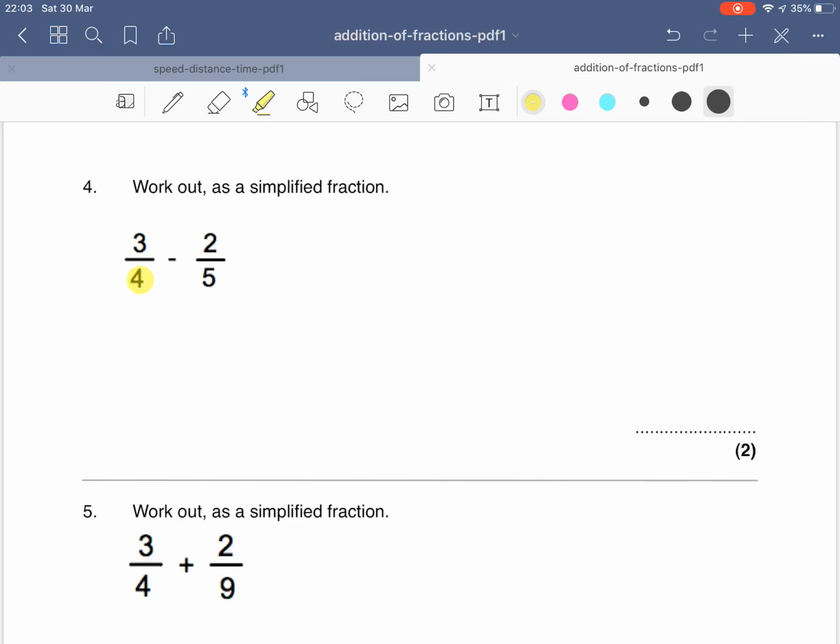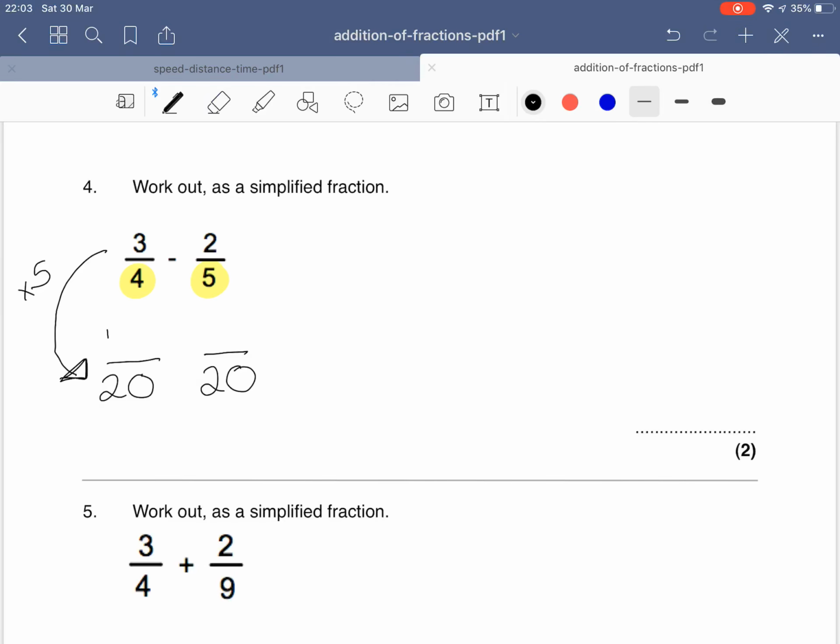So again, we need to think of our multiples of 4 and multiples of 5. So what number is in the 5 times table and the 4 times table? And that number will be 20. So the bottom number now has to be 20, so we're changing them into our equivalent fractions. So 4 times what is 20? So 4 times 5. So we're going to do 3 times 5, which is 15.